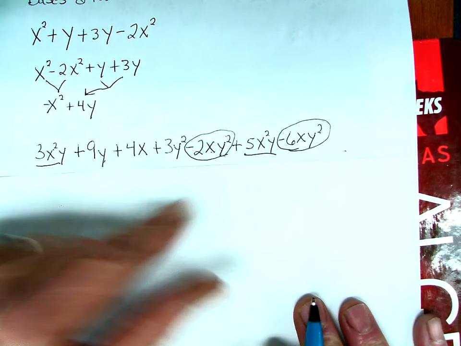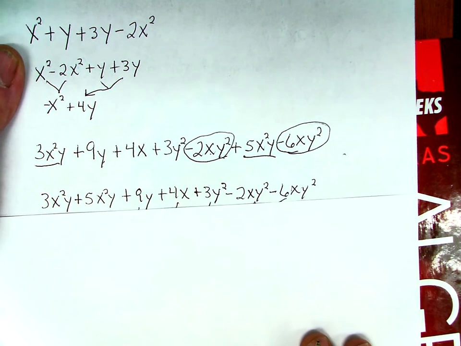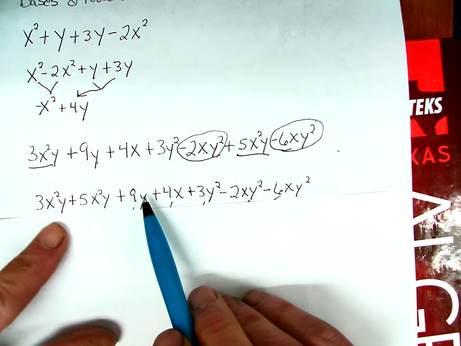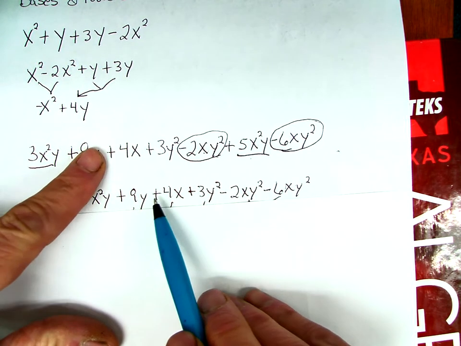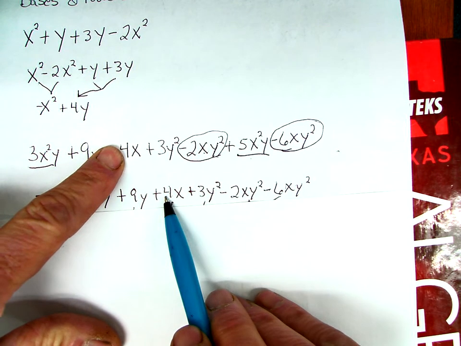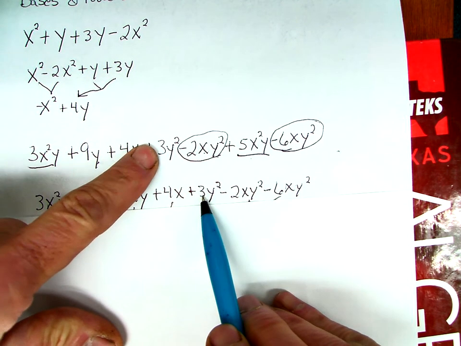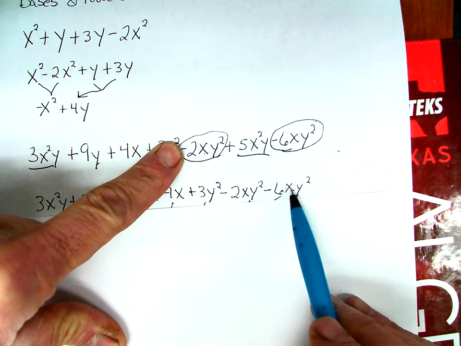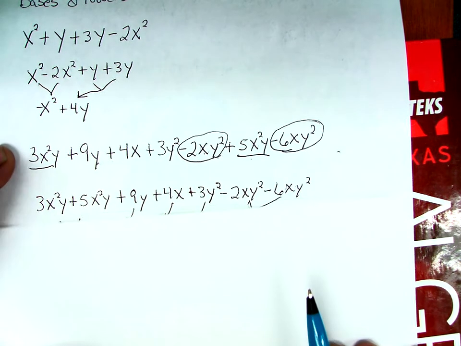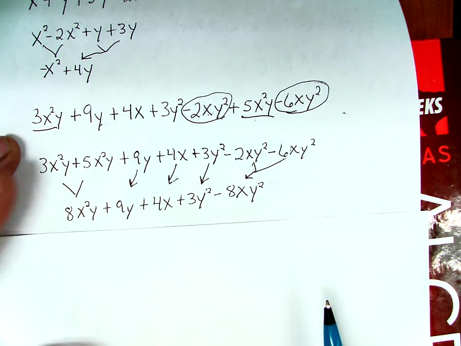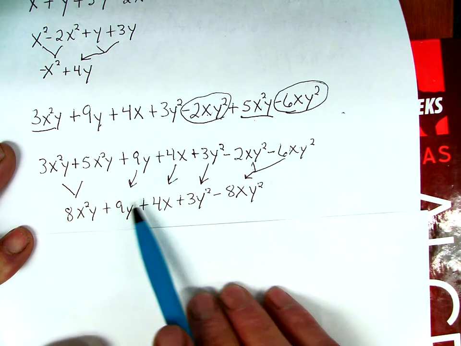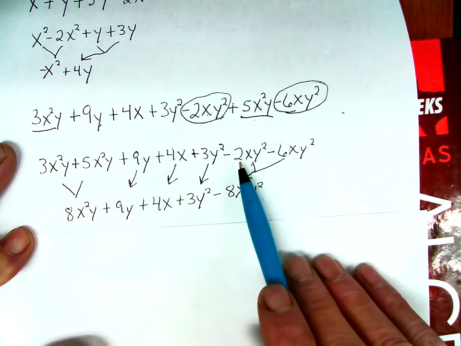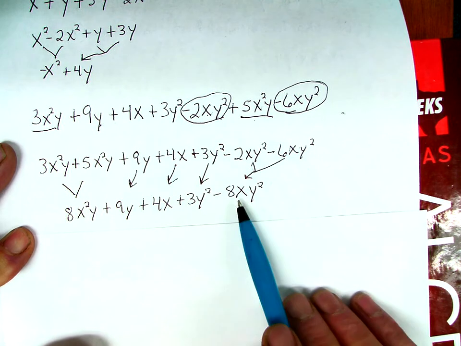So when I regroup, here's what it looks like. I put these two together here. Nothing to combine that with. Nothing to combine that with. Nothing to combine that with. But these two here get put next to each other. And now I'm ready to go on. 3 plus 5 is 8. 9y, 4x, 3y squared, negative 2 minus 6 more, negative 8.